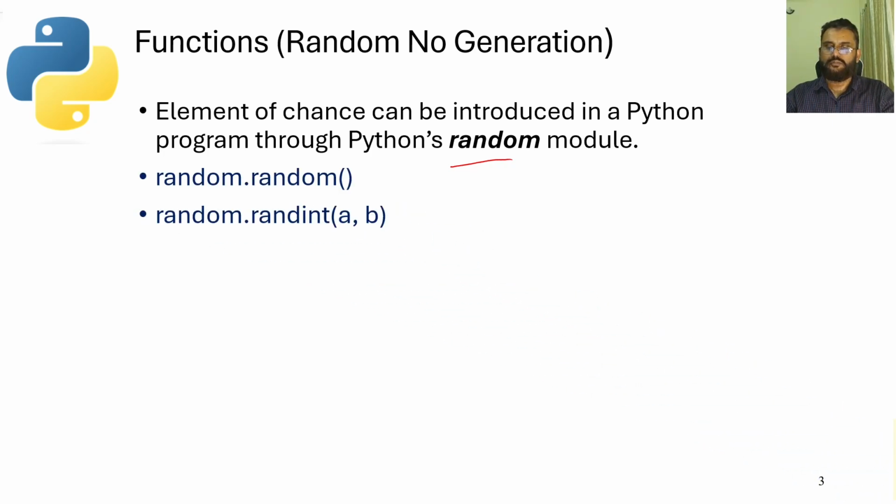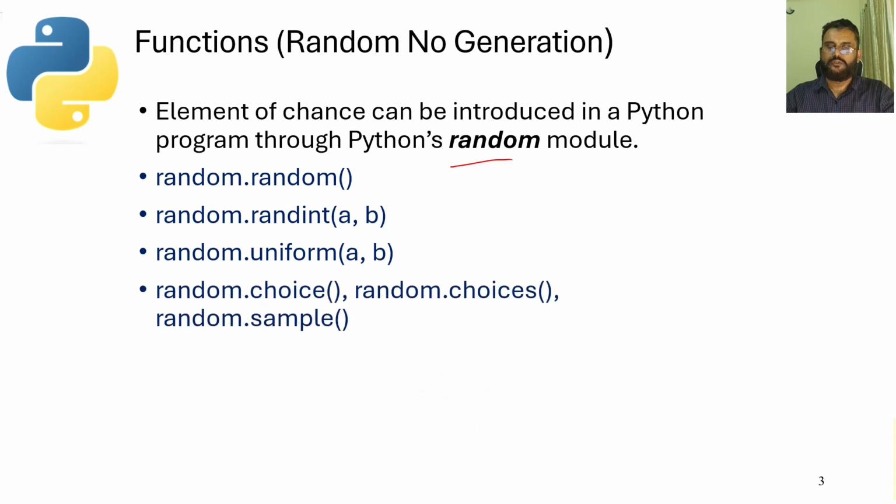It supports several methods. Random.random is one of them. Random.randint with a couple of parameters. Random.uniform and random.choice, random.choices, and random.sample. And in the next few slides, and then in the Google Colab demo, we will see what each of these functions do.